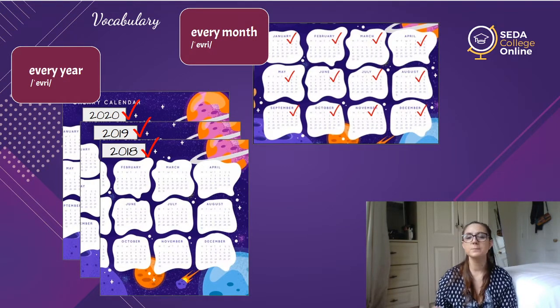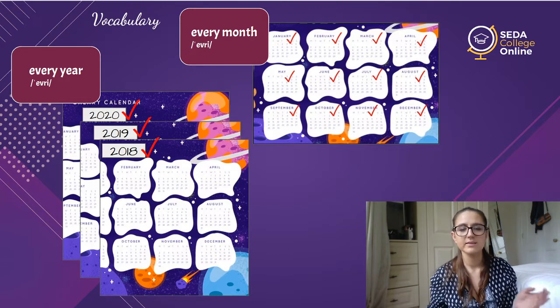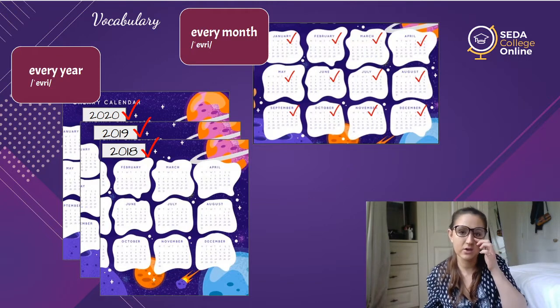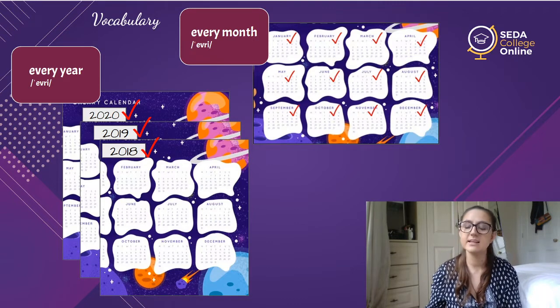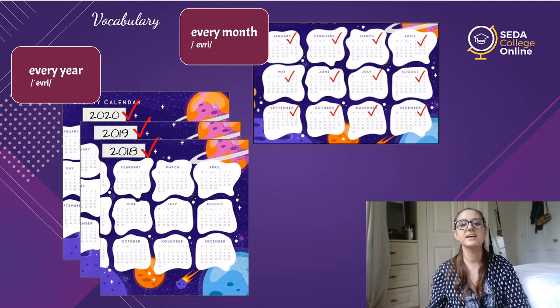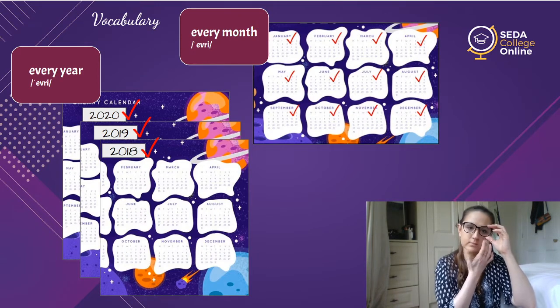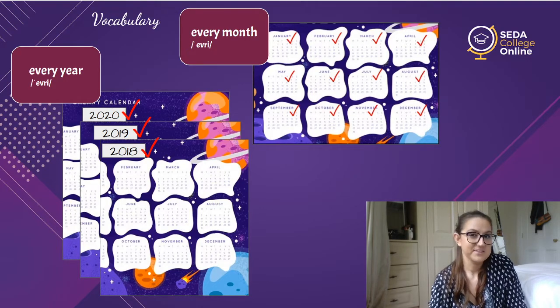Or for example, every month, what do I do every month? Every month I pay the rent. You know, rent, when you live in a house that is not yours, you are just a tenant in an apartment or a house, and then you have to pay for living there every month, and that's rent. So I pay them the rent every month. Does that make sense? And every year. Let's go.